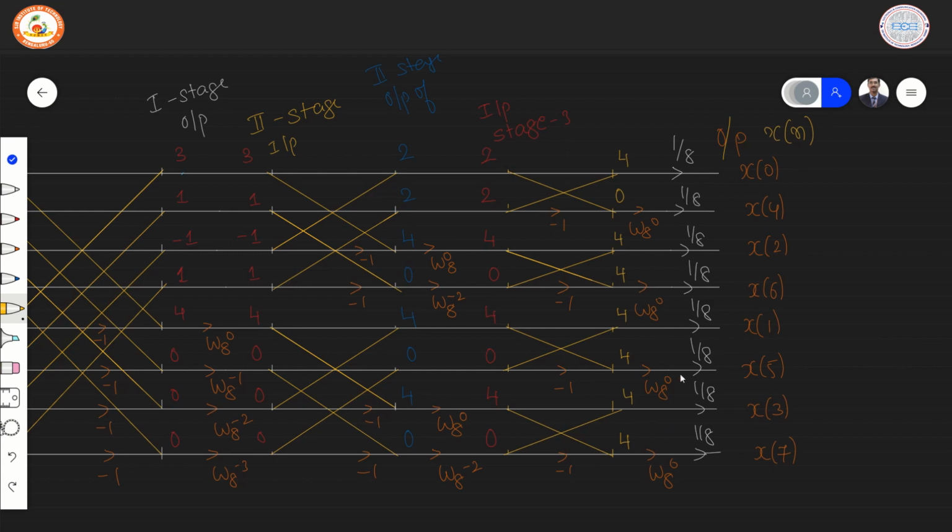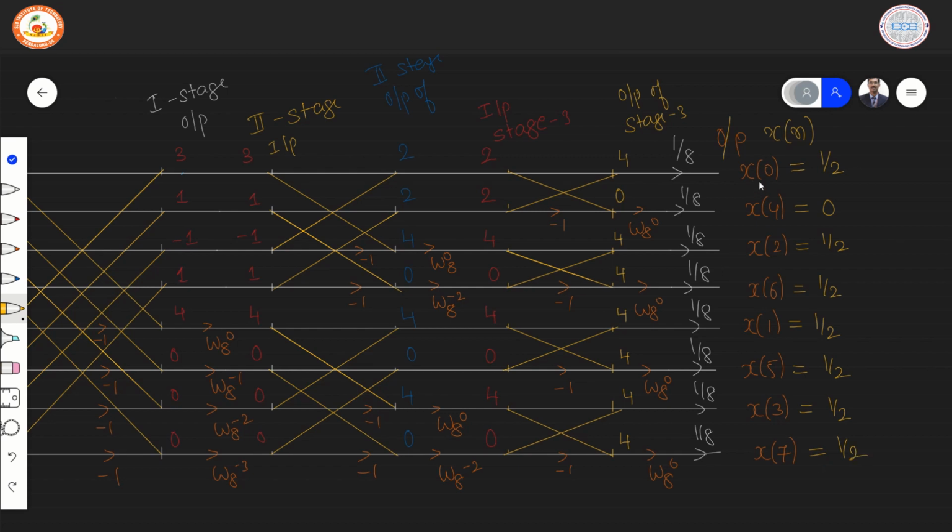Now that we have got the output of stage 3, to get the final answer, we have to scale these outputs by 1 by N. Therefore, multiplication by 1 by 8 for each of these terms will give you the final answer. Therefore, we can write X of 0 after scaling, the answer is 1 by 2. X of 4 is 0. This is 1 by 2. And correspondingly, we see that all the answers here are equal to 1 by 2.